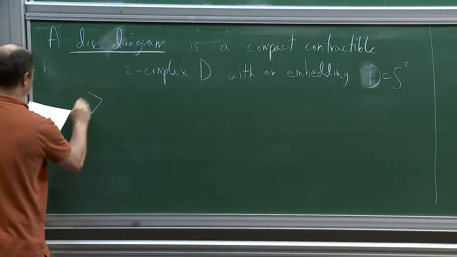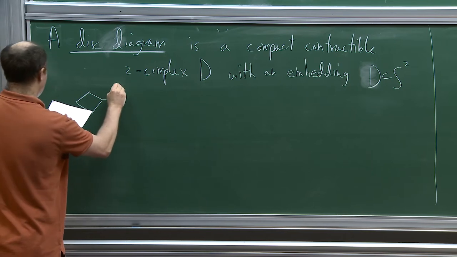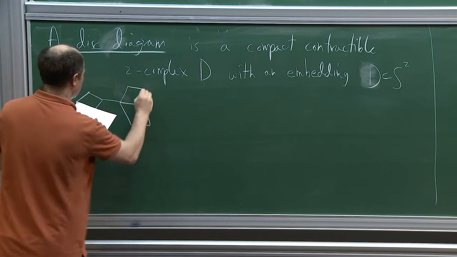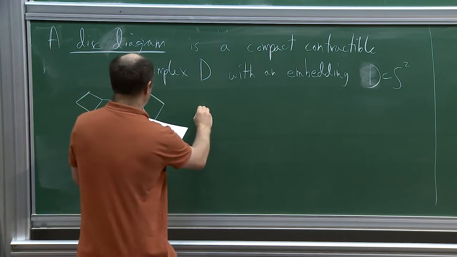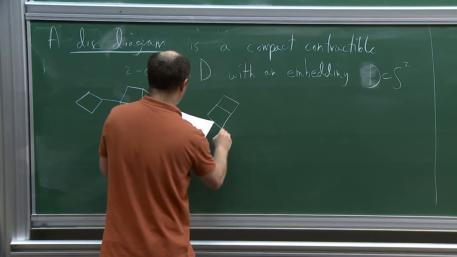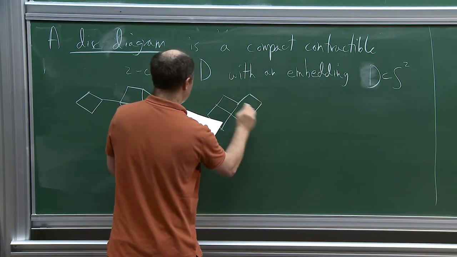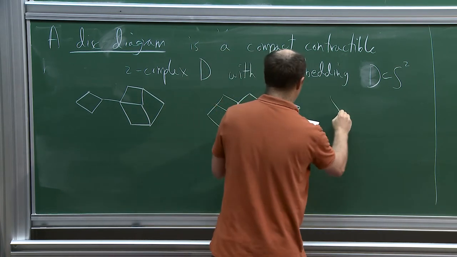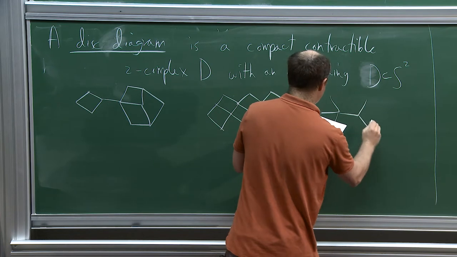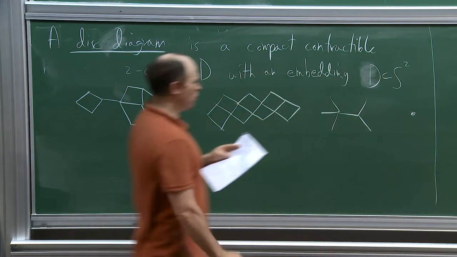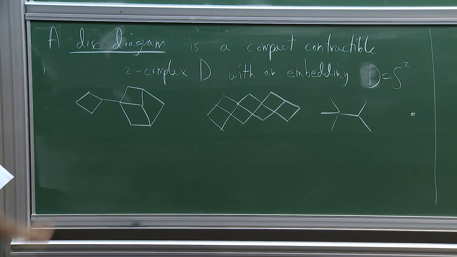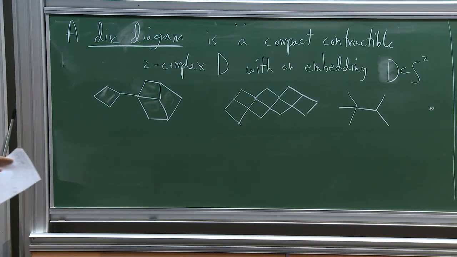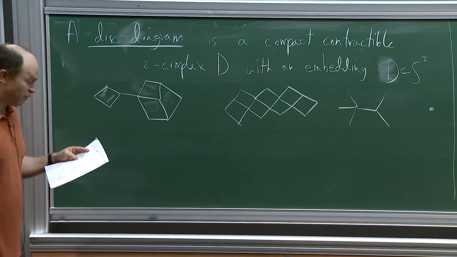Here are some examples of disk diagrams. And you know what? I'm going to stick to disk diagrams that are built from squares, because that's what we're going to be focusing on. And here's just a tree. There's a single point we sometimes call the disk diagram trivial. Okay, these are all two cells. And these are compact, contractible two complexes, and I've embedded it in the plane in a very particular way.